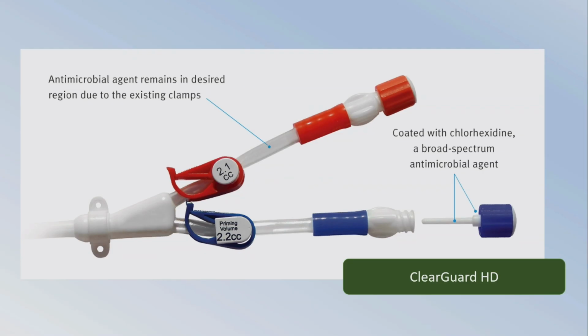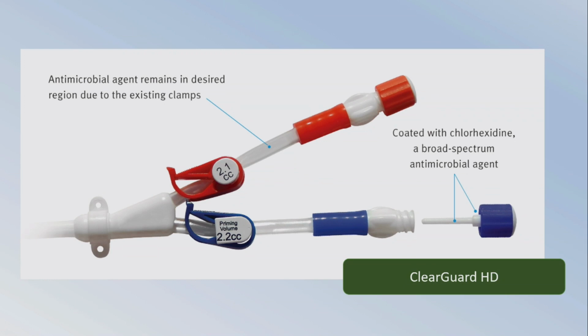And this is the ClearGuard device. It is a cap with a short stick, and the inside of the cap and the short stick are impregnated with chlorhexidine. So at the end, once you're done, you flush the catheters and you just cap them with this. The cost of this is not that bad.